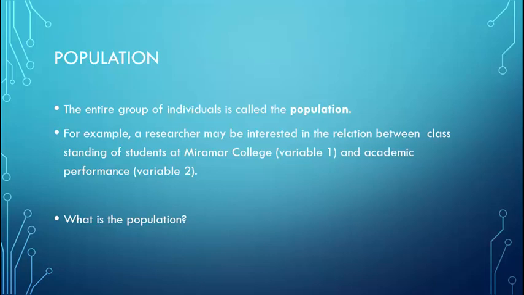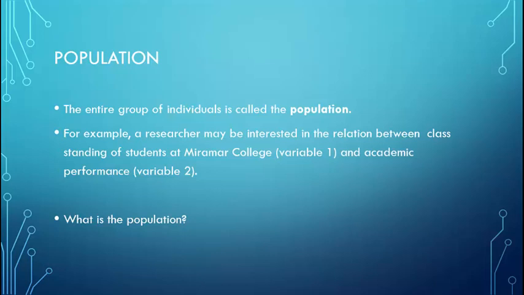So our first term that we want to talk about is population. Remember, an entire group of individuals is called the population. In this class, this is a psychology statistical course, so mostly we're talking about people. And the entire group of people that you're interested in studying is called the population.